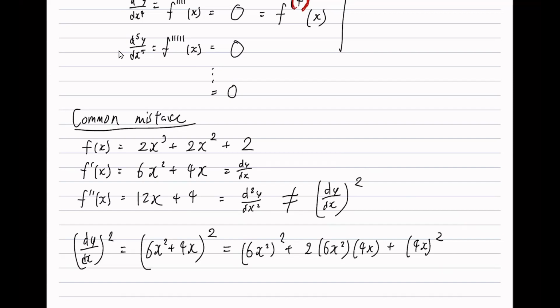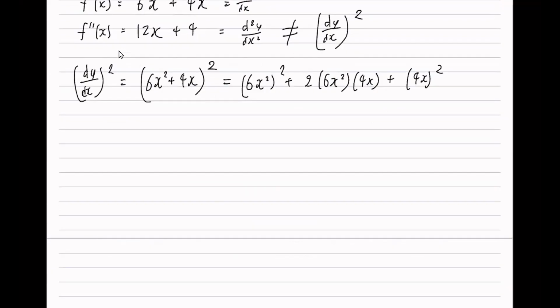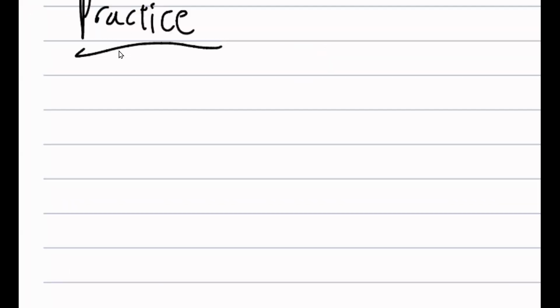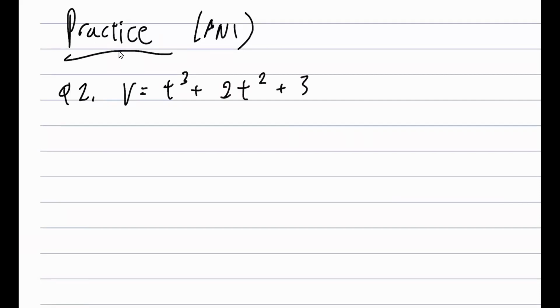Okay, let's try one of the practice questions. I'll just write it down for you. Practice. Let's say that you have this is PN1, if you want to look at the textbook or the paper. V equals t cubed plus 2t squared plus 3t plus 1.